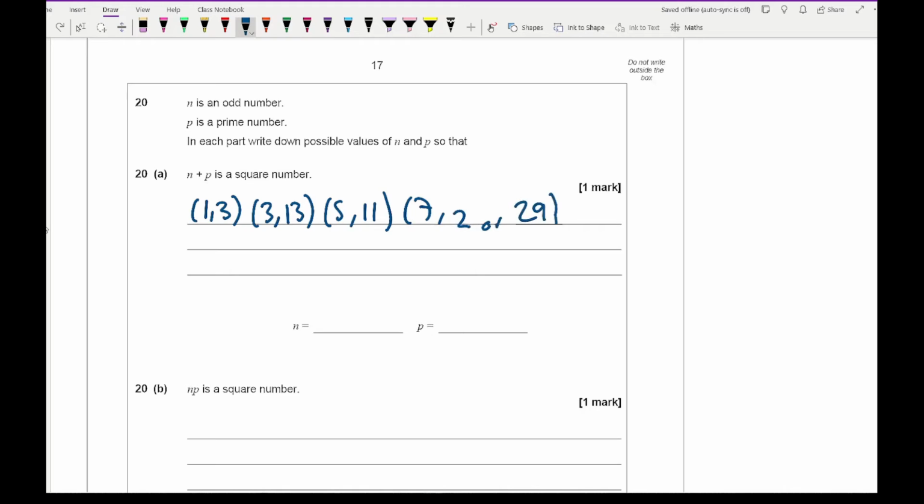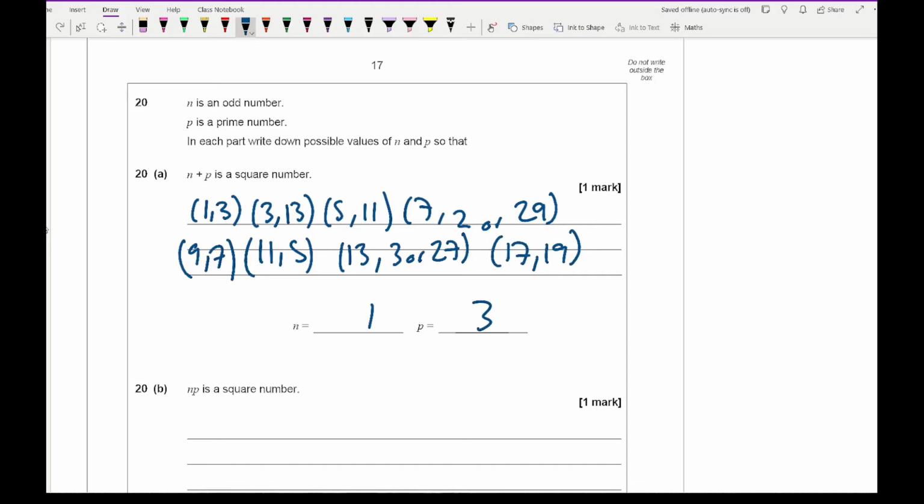You could have 9 and 7. You could have 11 and 5. You could have 13 and 3 or 27. You could have 17 or 19. The count is endless. So any of those combinations could be absolutely fine. So I'm just going to go for 1 and 3.